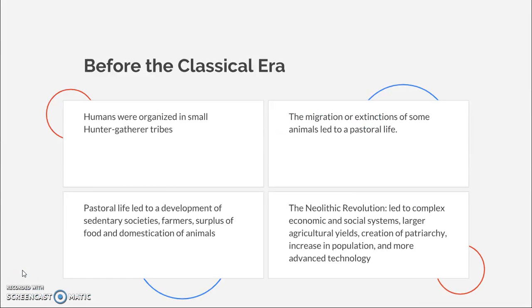Around 10,000 BCE, humans were first organized in small hunter-gatherer tribes, until the migration and extinction of some animals. Humans then started settling around some rivers and began a pastoral life. This led to the development of the Neolithic Revolution. This revolution increased population, led to complex economic and social systems, larger agricultural yields, the creation of patriarchy, and technological advances.